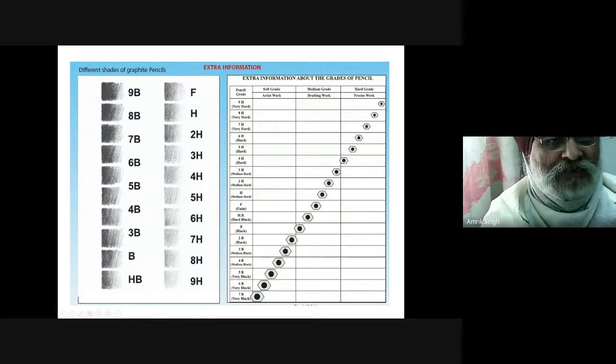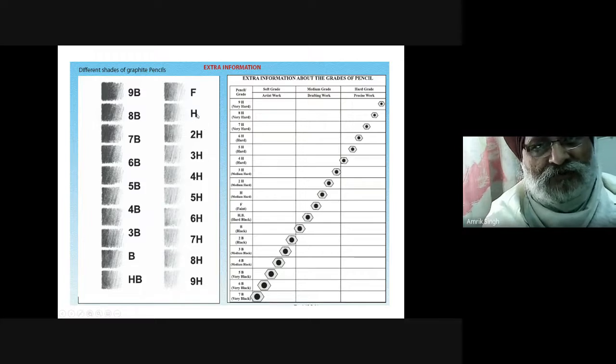So normally you have to work with HB, and you have to use 2H and 3H, or H and 2H. Okay. So normally these H and 2H pencils are available in the market. So these three pencils you have to use. You need not use the HB pencil for drawing.